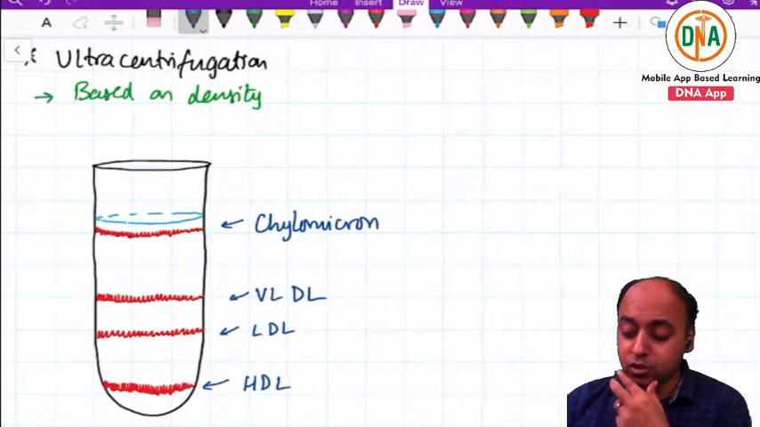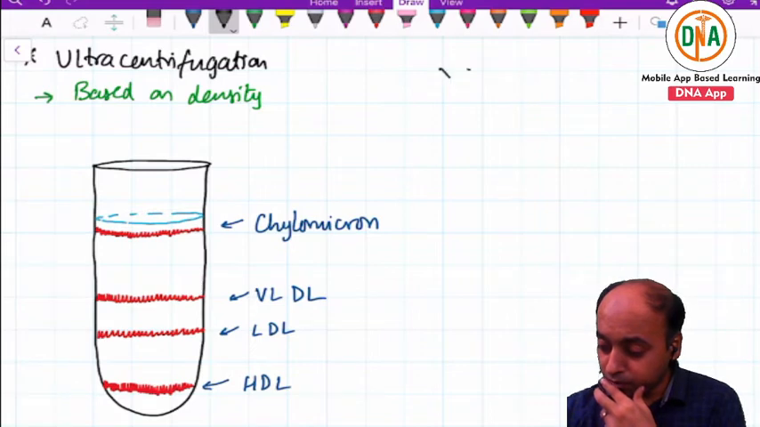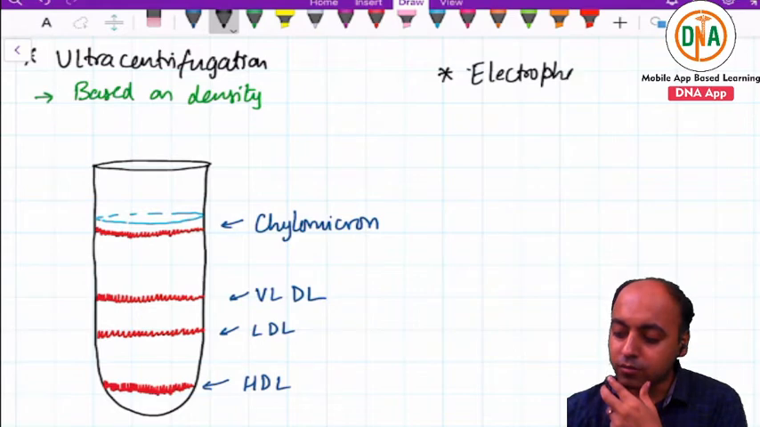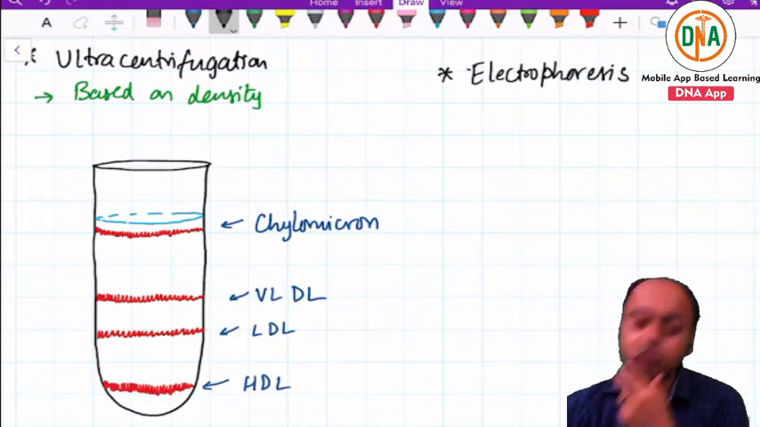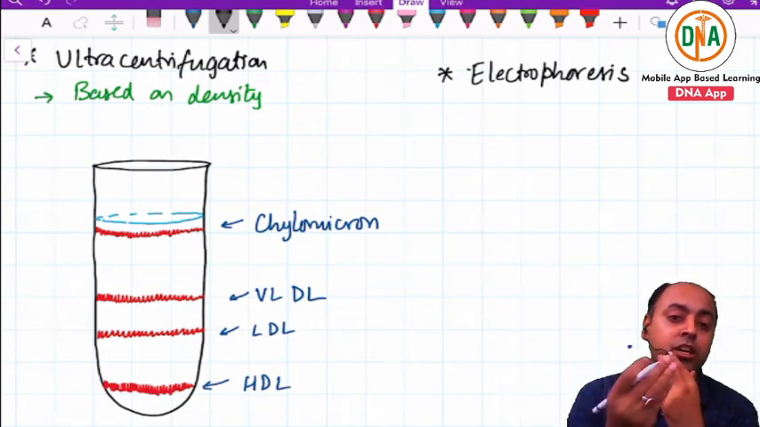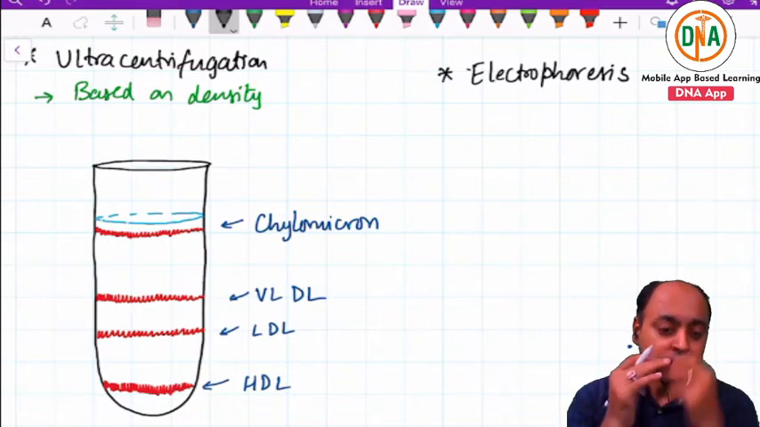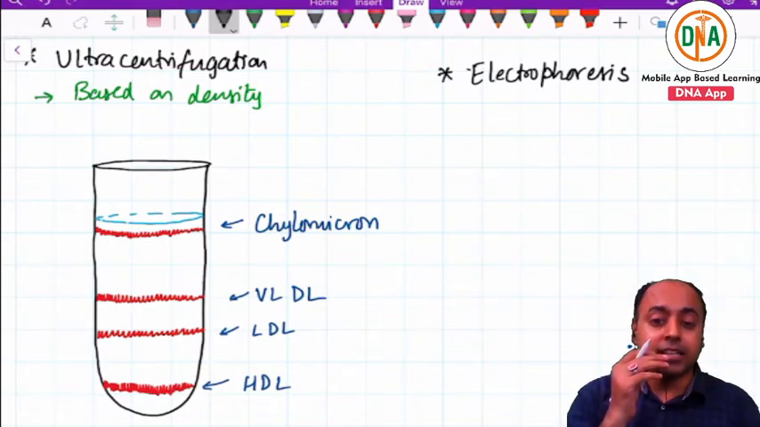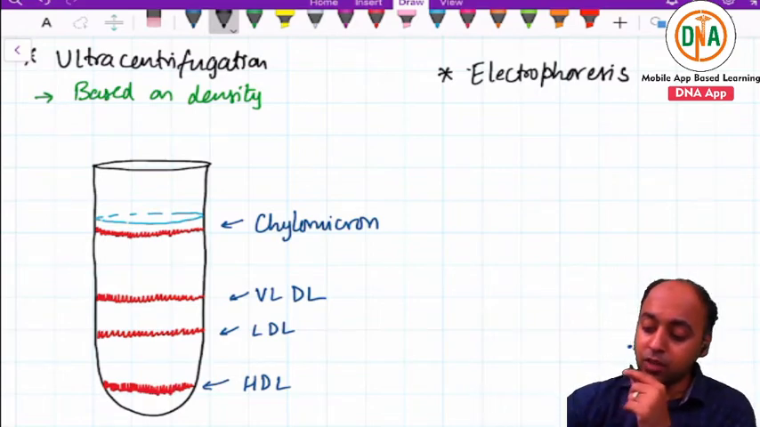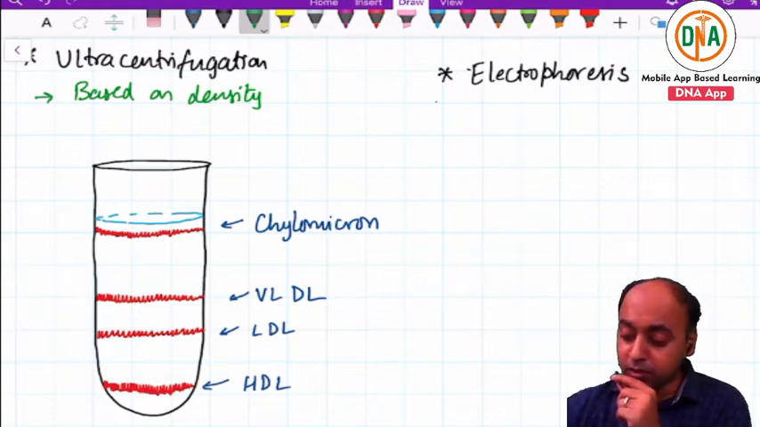But nowadays we don't use ultracentrifugation. What we use now is electrophoresis. Now, separation by electrophoresis is not dependent on a single factor. It is dependent on multiple factors. What is the charge? What is the protein content? What is the ratio between the charge and the protein content? What is the size? What is the density? So multiple factors come into play. Remember, the separation via electrophoresis is not dependent on a single factor.